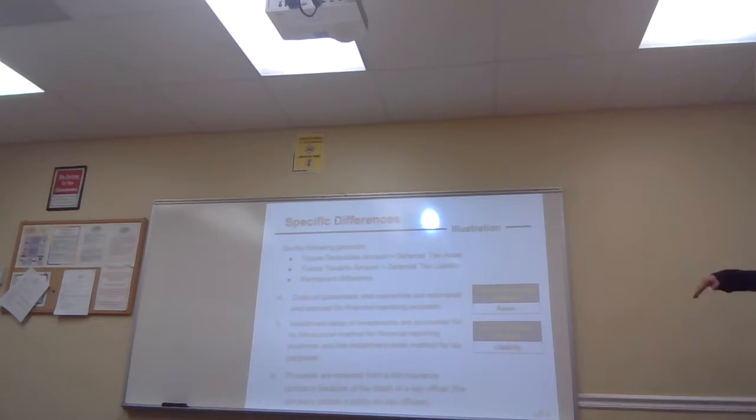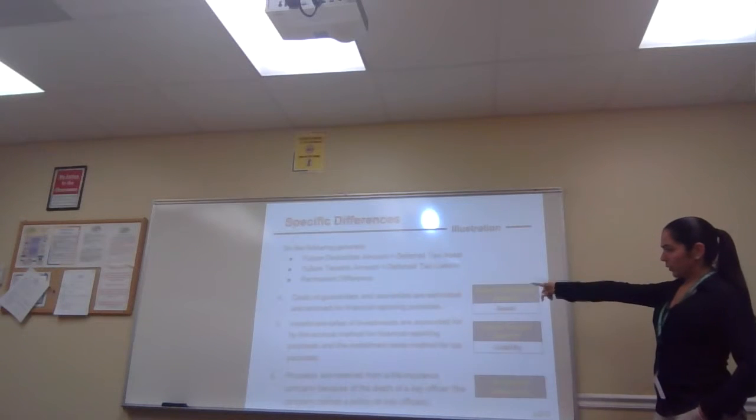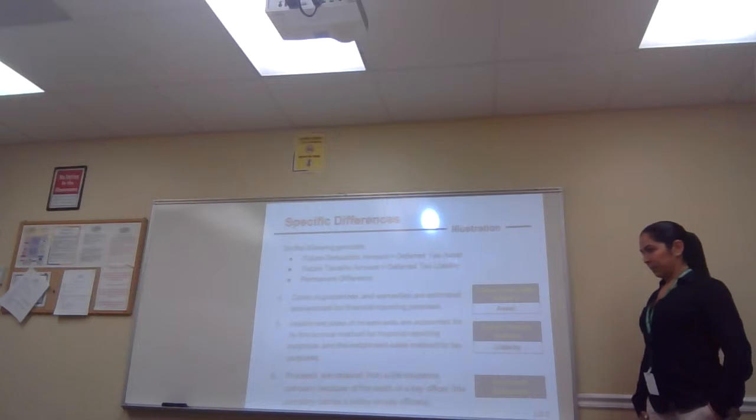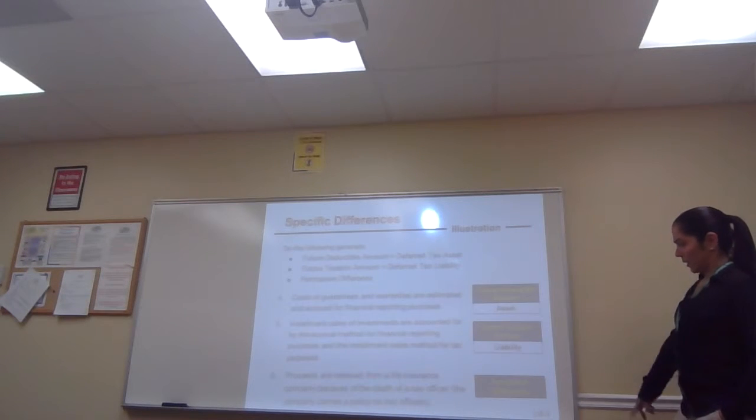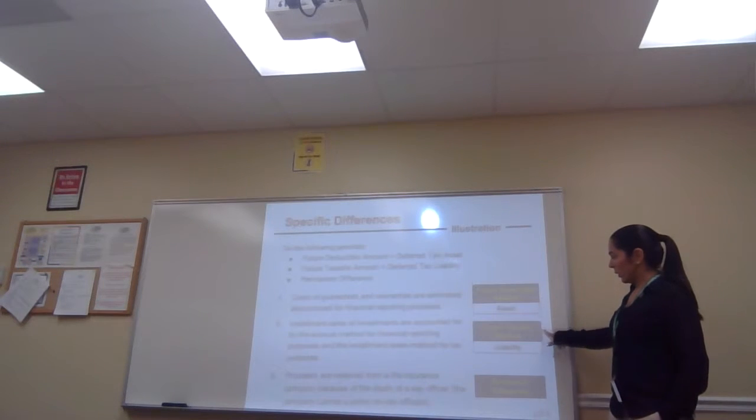So basically here it's just giving you different examples, and I don't want to take time going through this because if you want to go back, you can go through the slides. It's on the blackboard just to kind of test yourself to know, is it a future deductible amount, a future liability amount, or a permanent difference. It's just giving you the different examples for you to understand what it is. You see, proceeds received from a life insurance company because of the death of a key officer is considered a permanent difference. All these slides are doing.